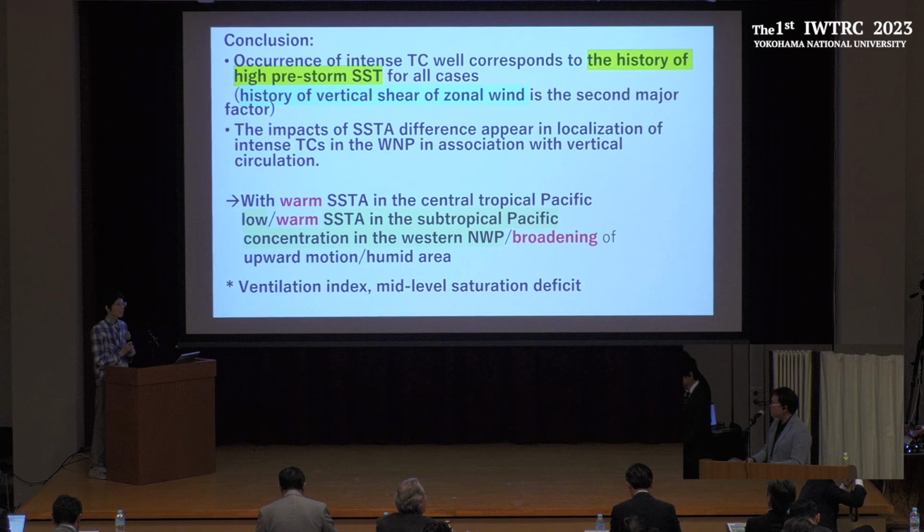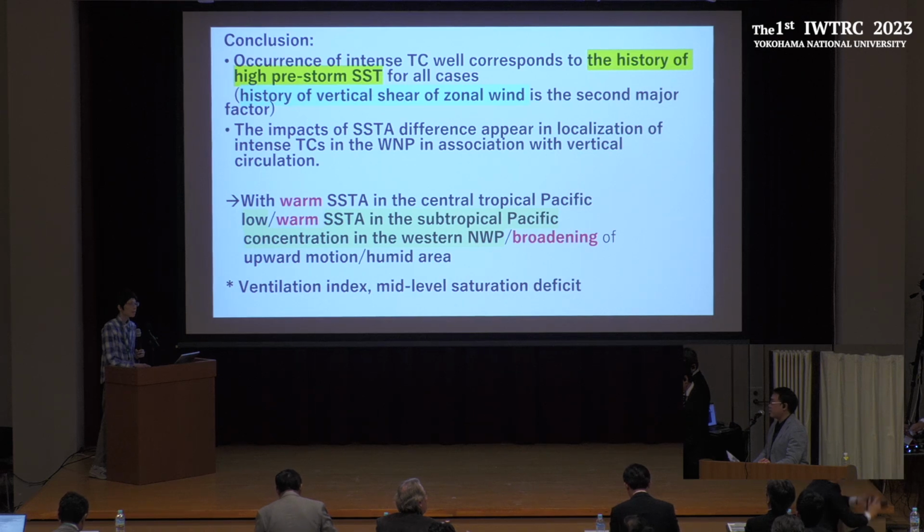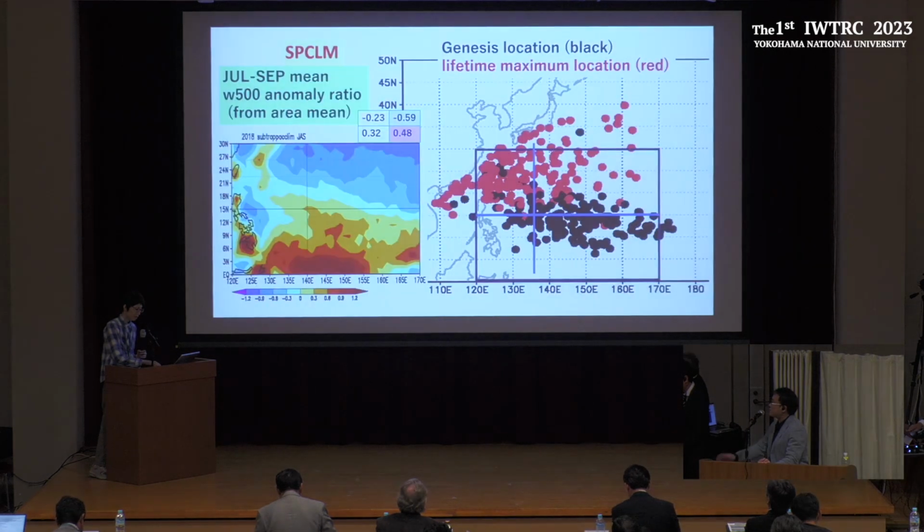So how about the number of the precursors? Did you find the sensitivity or the difference between the control and the SP cream for the number of the precursors of the tropical cyclones?